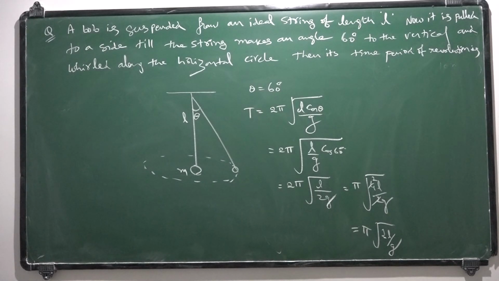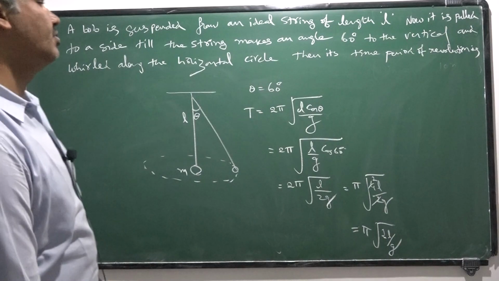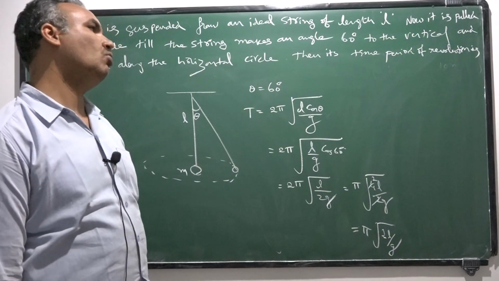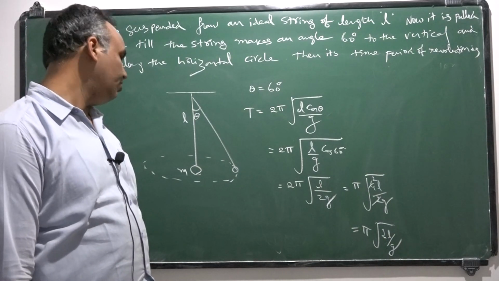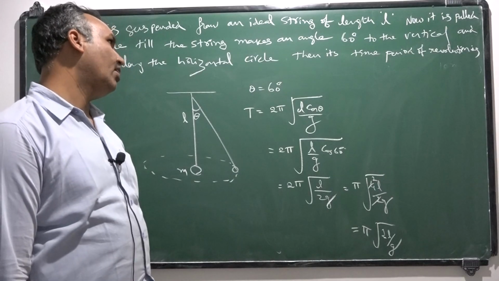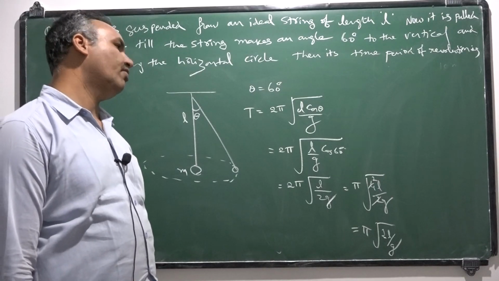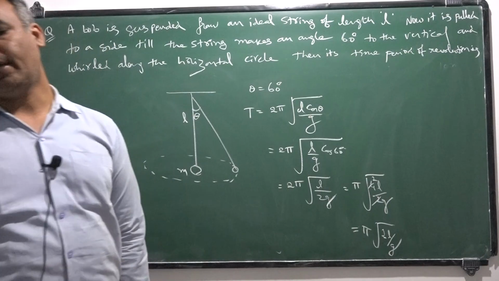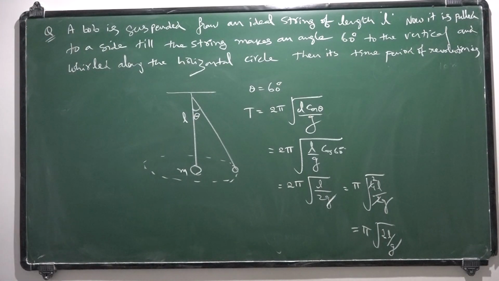I hope everybody understood the solution. Already we discussed the conical pendulum. In case of a conical pendulum with considerable theta value, the time period is given by 2 pi root L cos theta by g. So the theta value they gave, I substituted that theta value and found the time period. This is the simple solution for the given question.